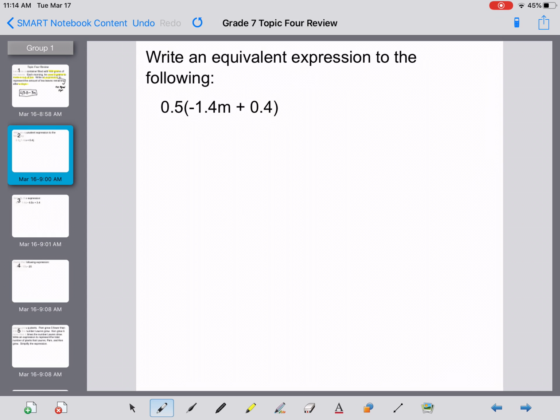The second question: write an equivalent expression to the following. 0.5 parentheses negative 1.4m plus 0.4. Take a second to copy down the question.